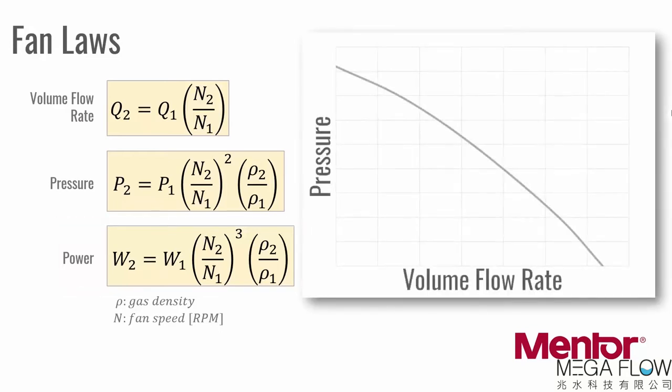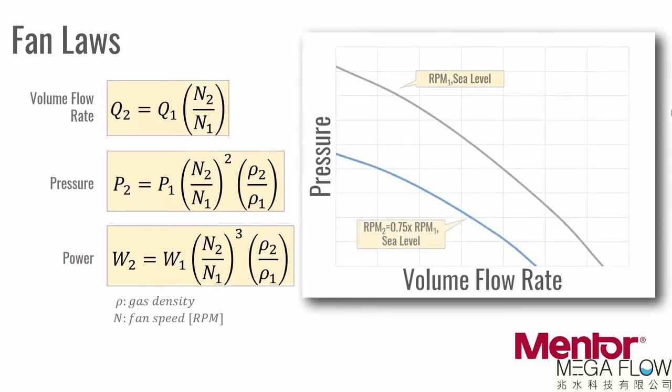If we look at a typical blower curve at an RPM of RPM 1 and an elevation of sea level, and compare it to the same blower at a reduced RPM, we can see how the performance curve changes.